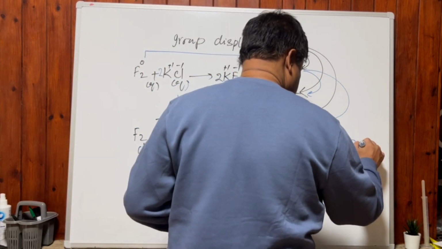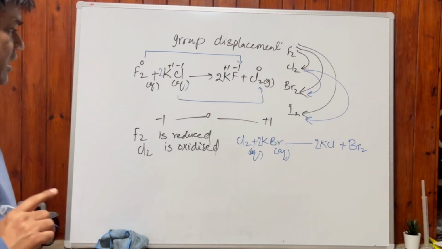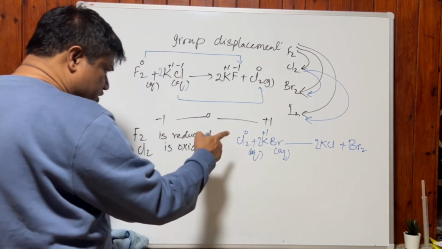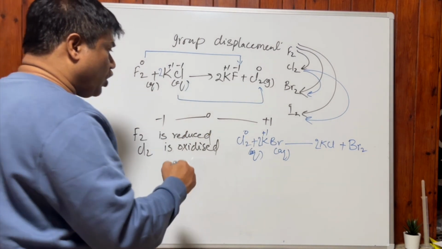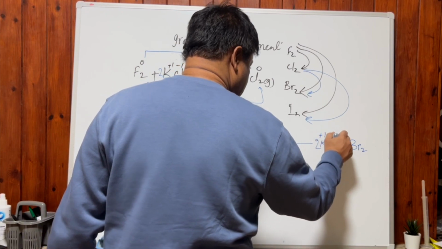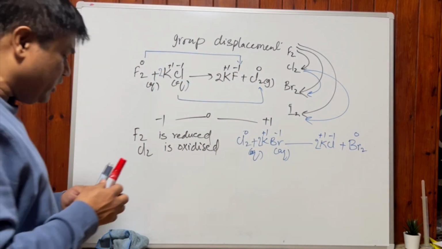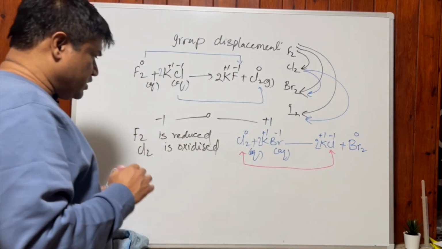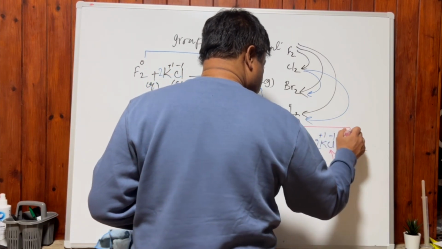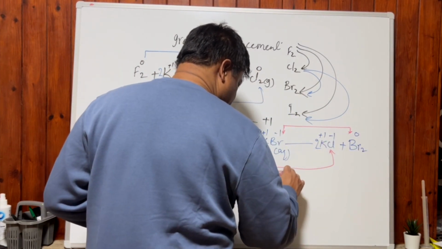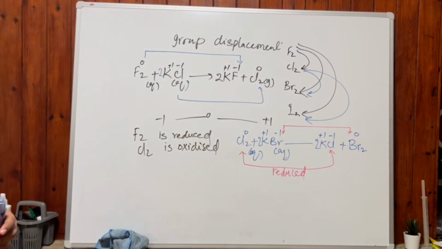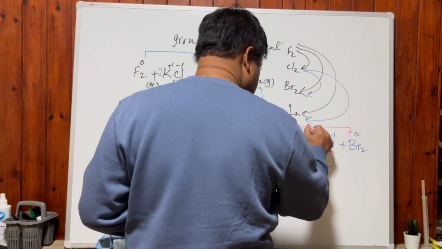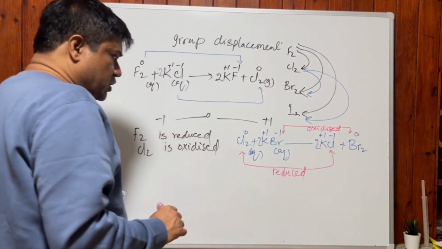Br2. It displaces bromine. Okay, let's see which one gets oxidized and which gets reduced. 0, plus 1, just ignore the 2. We are using 2 to balance the equation, not to figure out the oxidation state. Minus 1, plus 1, minus 1, 0. Look at that. Chlorine, 0 to minus 1, decreases, reduced. Minus 1 to 0, increases, oxidized. So chlorine gets reduced, gains an electron, because chlorine goes from 0 to minus 1, and bromine gets oxidized, losing 1 electron.